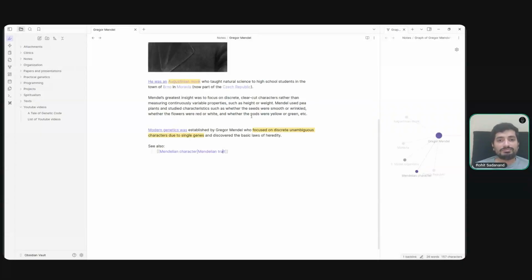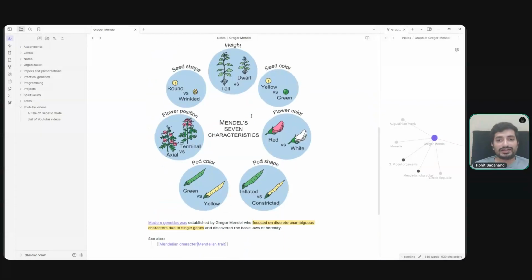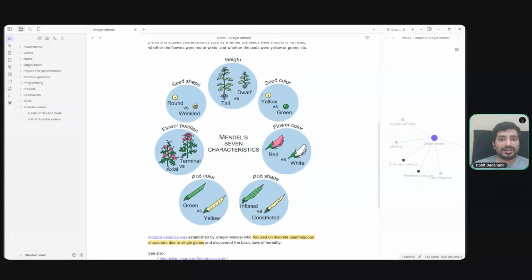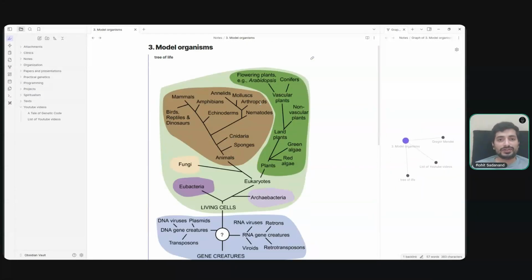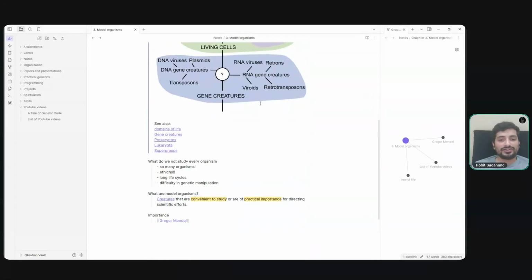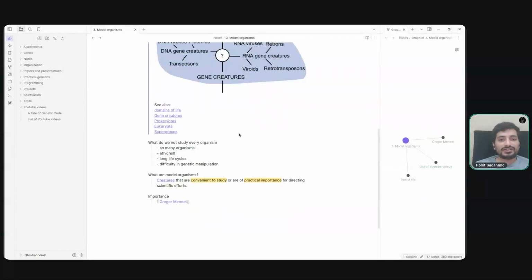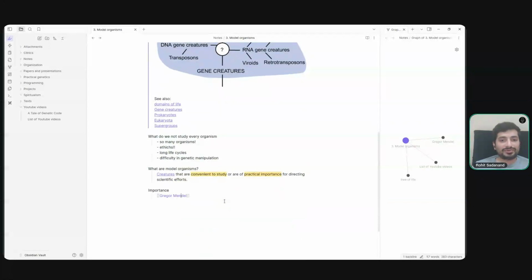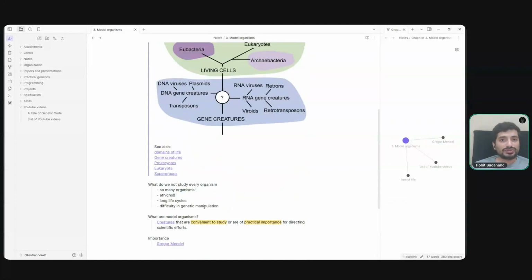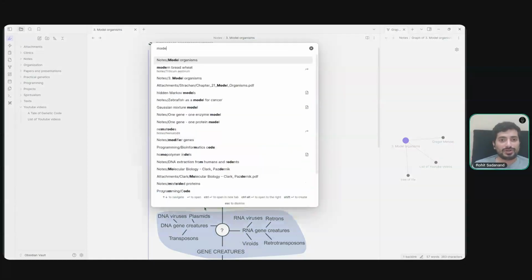So that is the power of selecting the right model organism, because if Gregor Mendel had selected a different plant or had selected different traits of the same pea plant, he would probably not have come across the laws of genetics at all. So that is the importance of model organisms in the study of genetics. And now that we have seen this, we can probably move to the actual note on model organisms.